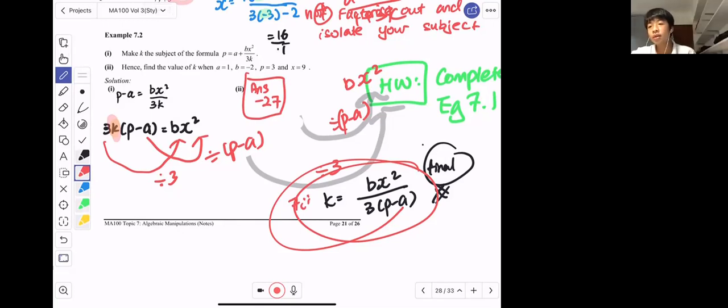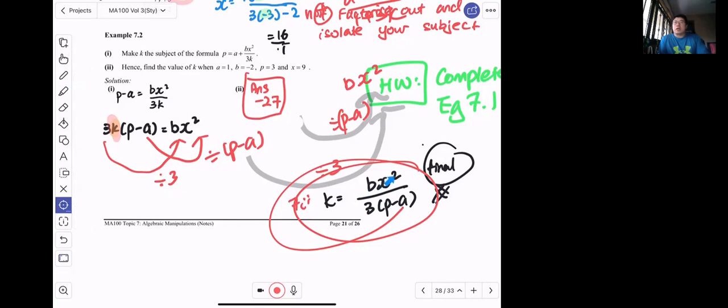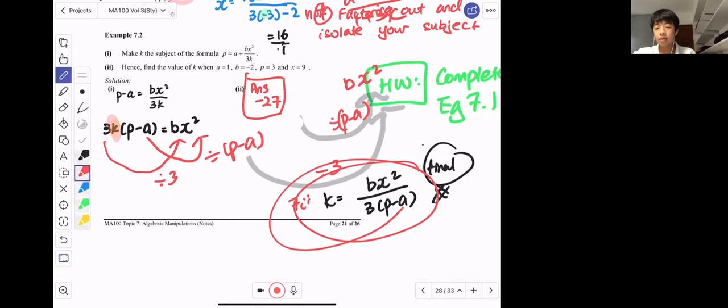Mr. Tan, I'm confused about the numerator part, the bx square one. Okay, so meaning what? You didn't get bx square, or you don't know how to do the bx? Part one or part two? Part two. Okay, so once you go to part two, right?